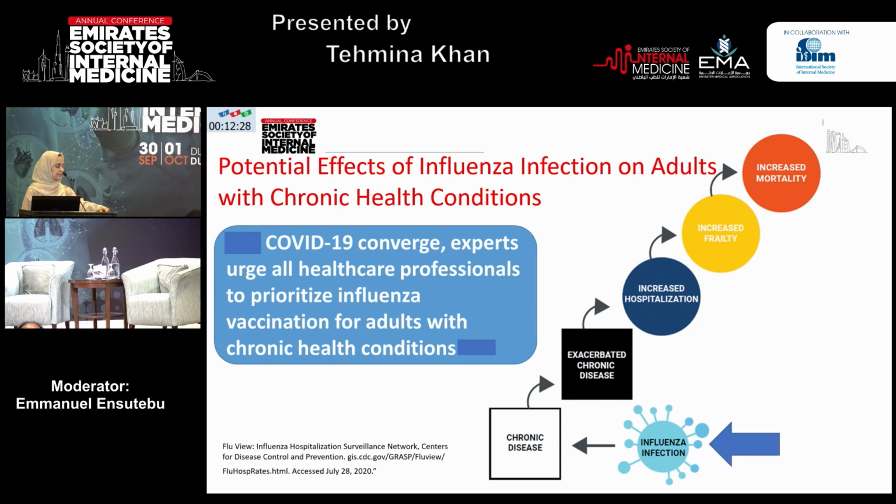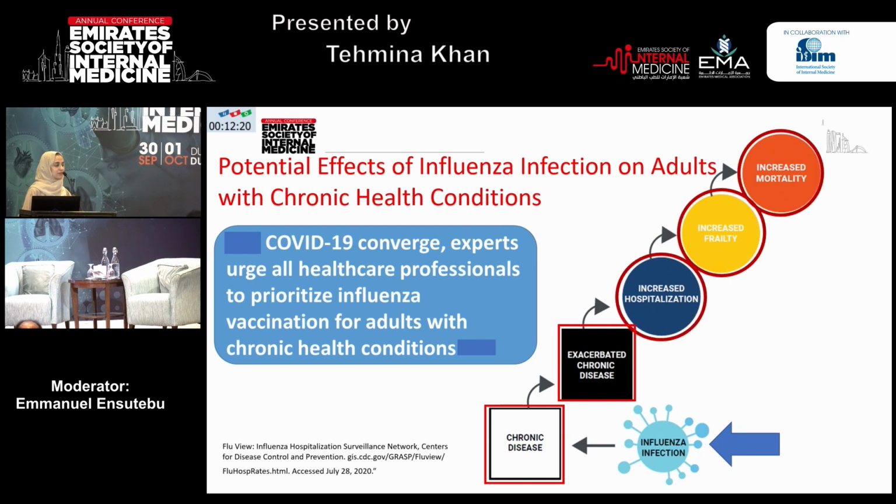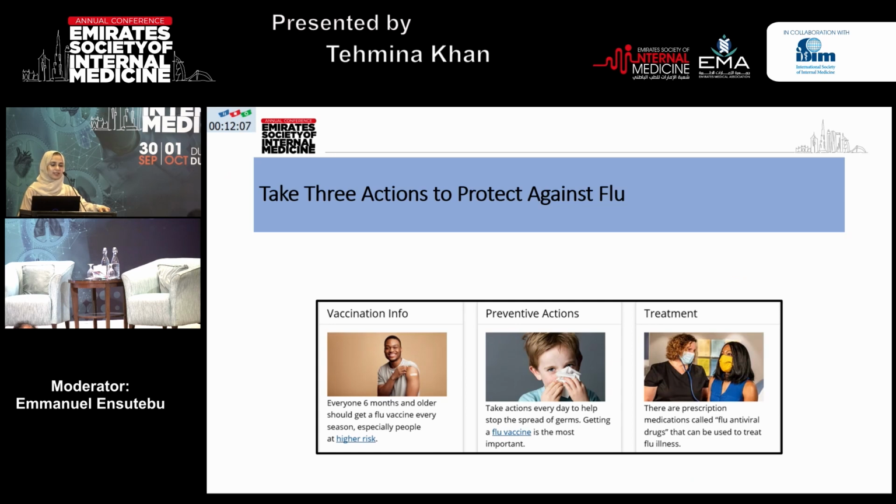So once a person gets infected with influenza, as I said, their underlying chronic disease gets exacerbated, which leads to increased hospitalization, increased frailty, and increased mortality. And the COVID-19 Converge experts urge all healthcare professionals to prioritize the flu vaccine for adults with chronic health conditions. What are the 3 actions to protect against flu?